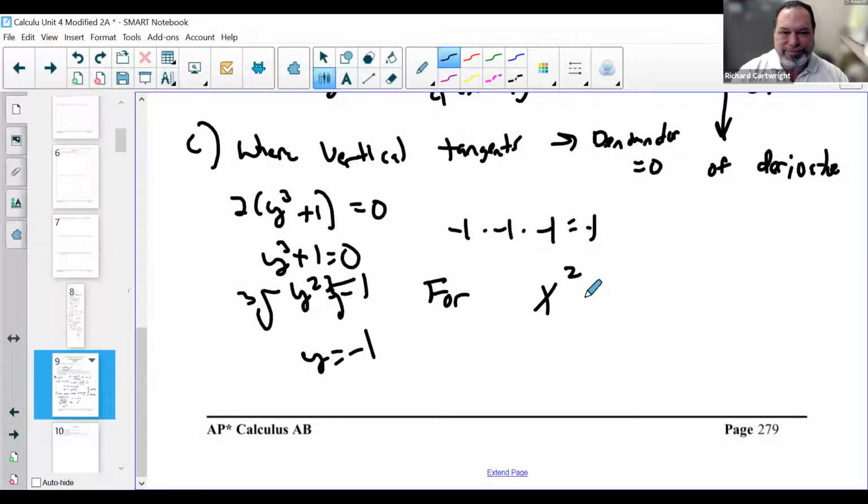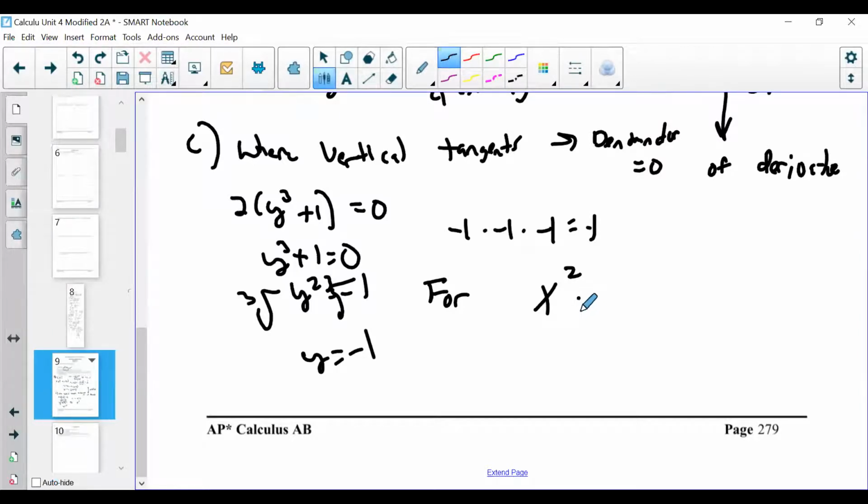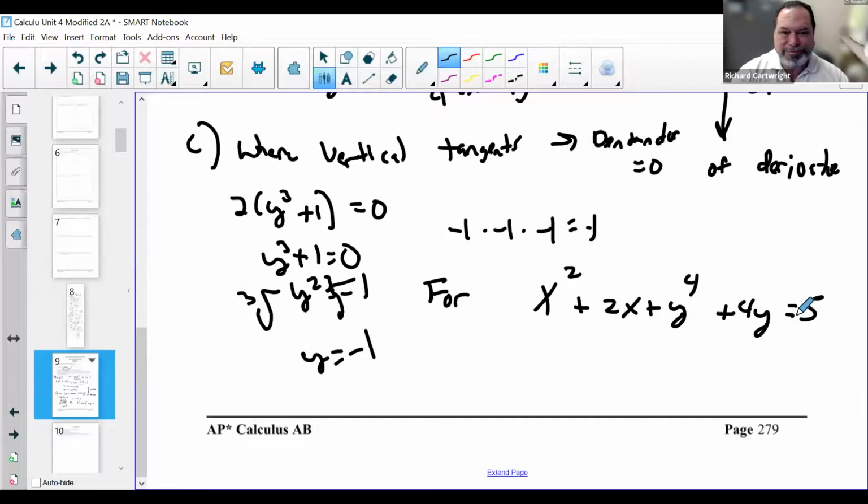So do you want the entire equation? The entire equation. It would be negative parentheses x plus 1. Not the derivative, the equation. Oh, okay, sorry. X squared plus 2x plus y to the fourth plus 4y equals 5. The reason I don't remember is because we didn't prove the derivative.